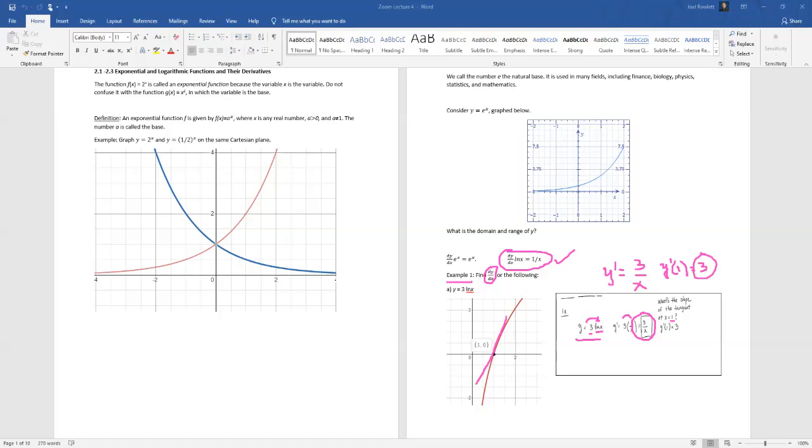If I wanted to know the slope of the line when x is 2, I would just put 2 in the denominator here, and 3 divided by 2 is 1.5. So if I wanted to know the slope of this line here when x is 2, I know that the slope of that tangent line would be 1.5.